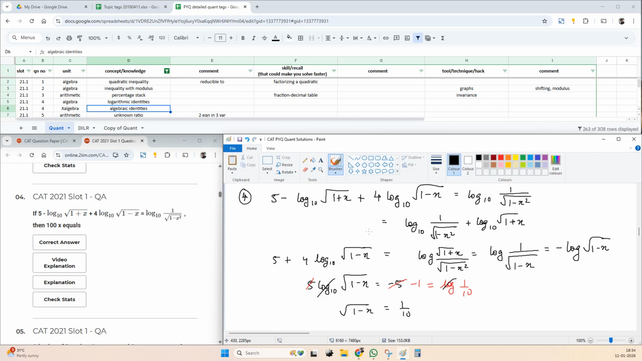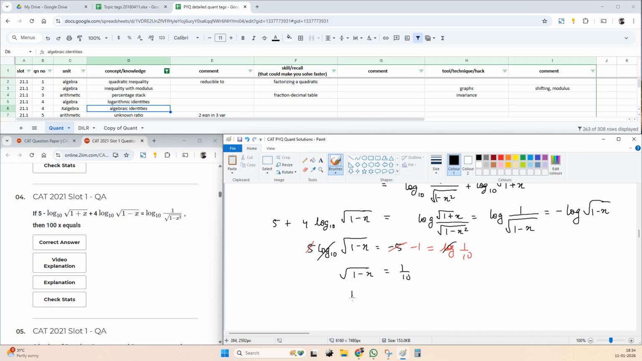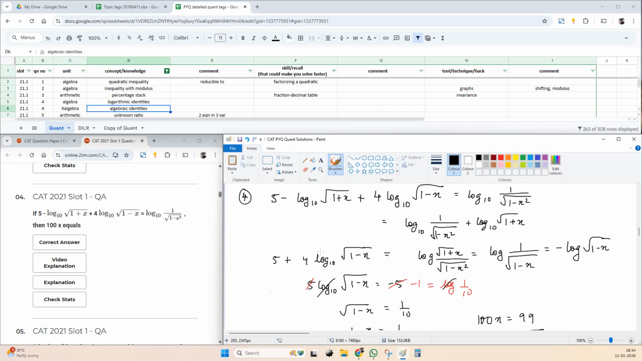Just gonna scroll down a bit. This gives you 1 minus x is equal to 1 by 100. Transpose both the x and the 1 by 100, you will get x is equal to 1 minus 1 by 100, which is 99 by 100. They're asking for 100x. 100x is equal to 99. Straightforward question, straightforward method. I don't have any hacks, any unconventional solutions. Just do this straight up.